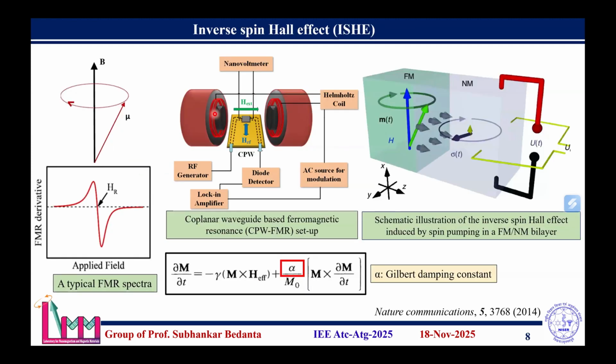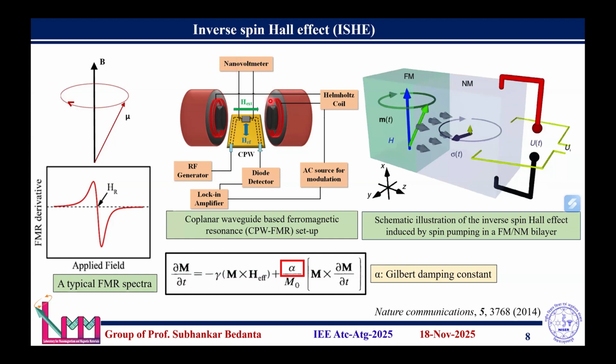Then, to do the magnetic characterization, we have performed the inverse spin Hall effect. Here is a brief introduction. So here, when we place the magnetic thin films on top of a coplanar waveguide in a flip chip manner, and we pass a radio frequency wave through the sample, and then apply an external magnetic field, then during the resonance condition, what happens? The sample absorbs energy, and because of the inverse spin Hall effect, we detect a transverse voltage with the help of a nanovoltmeter.